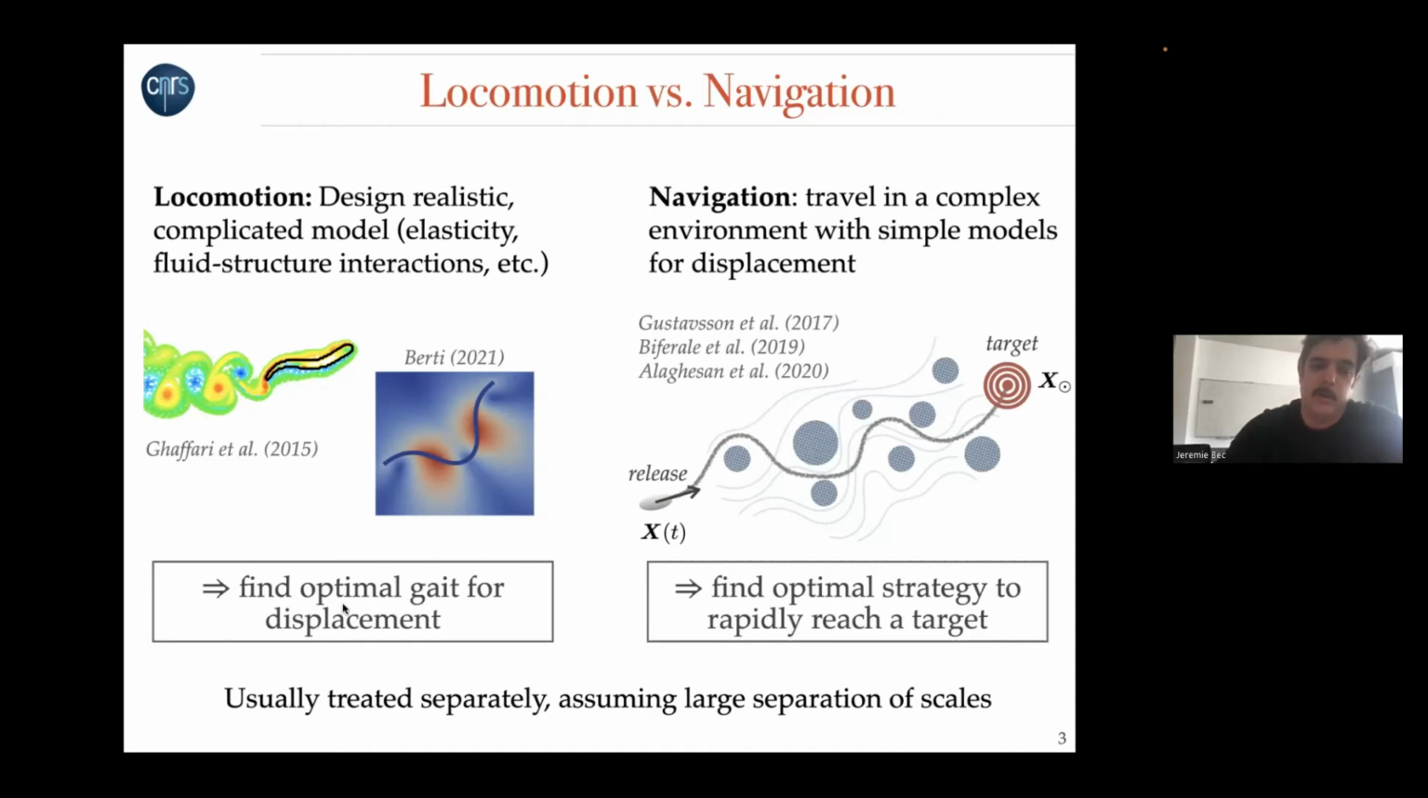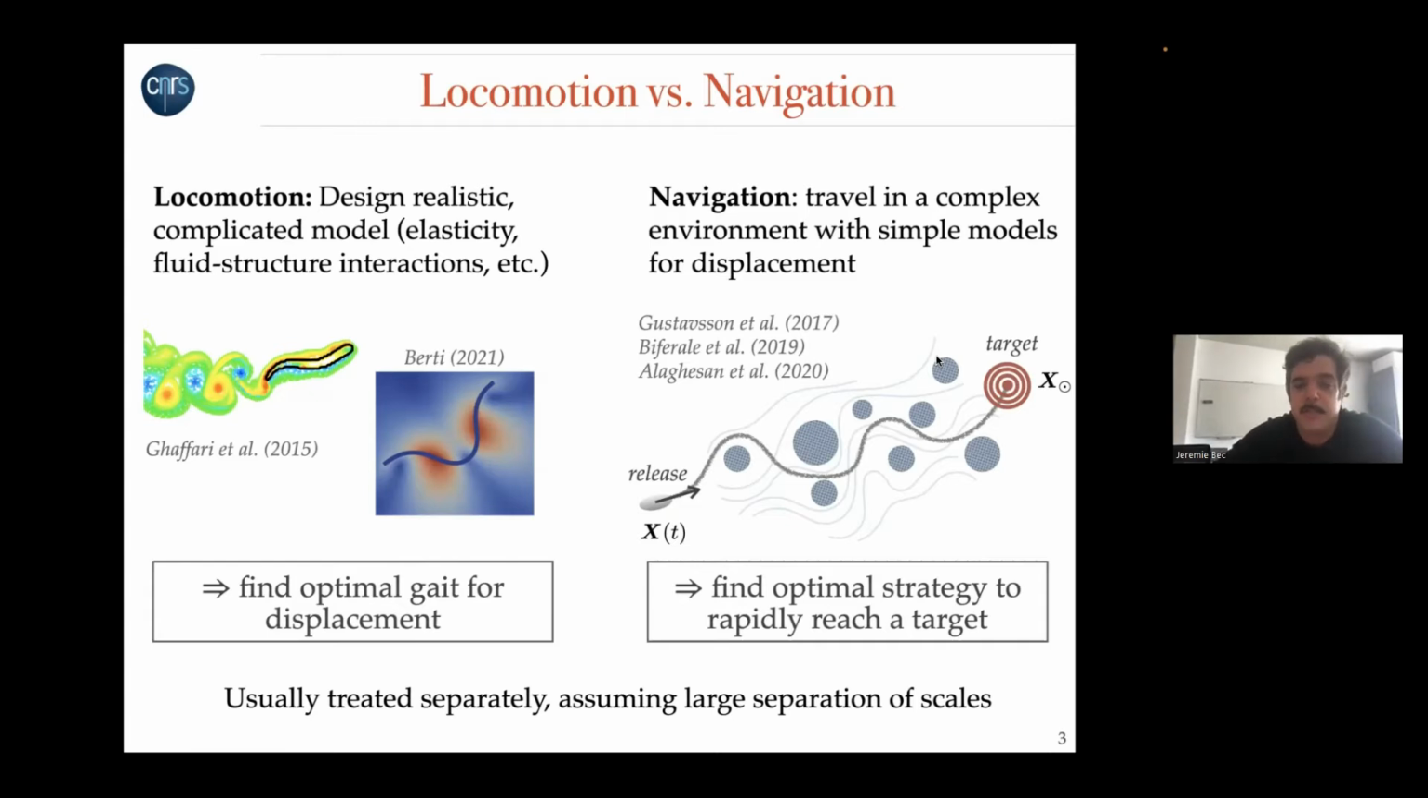On the other hand, there is the problem of navigation: given a strategy for swimming, one needs to make the swimmer go from the place where it's released to the target where it's aiming. Then, depending on the complexity of the environment, the question is to find an optimal path or an optimal strategy to navigate inside this problem.